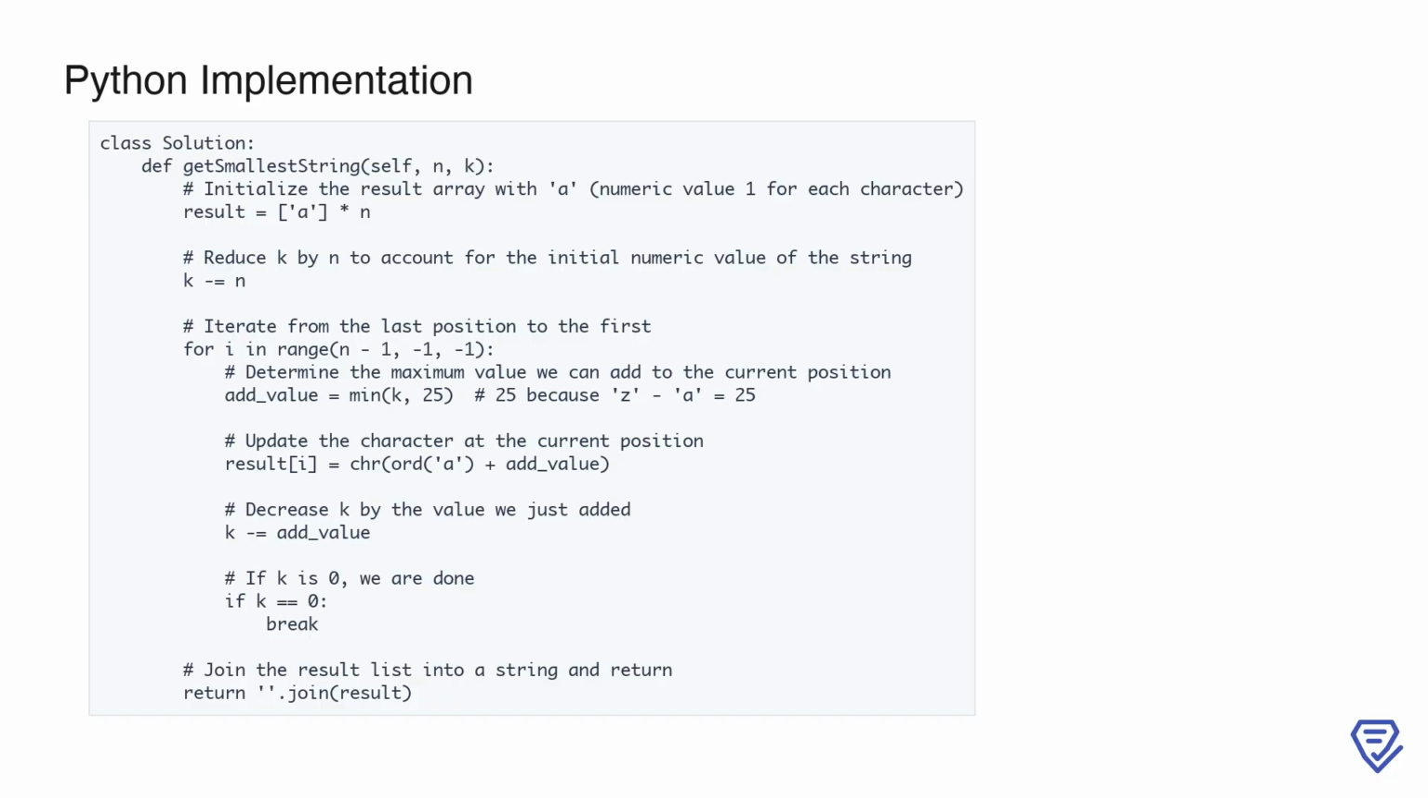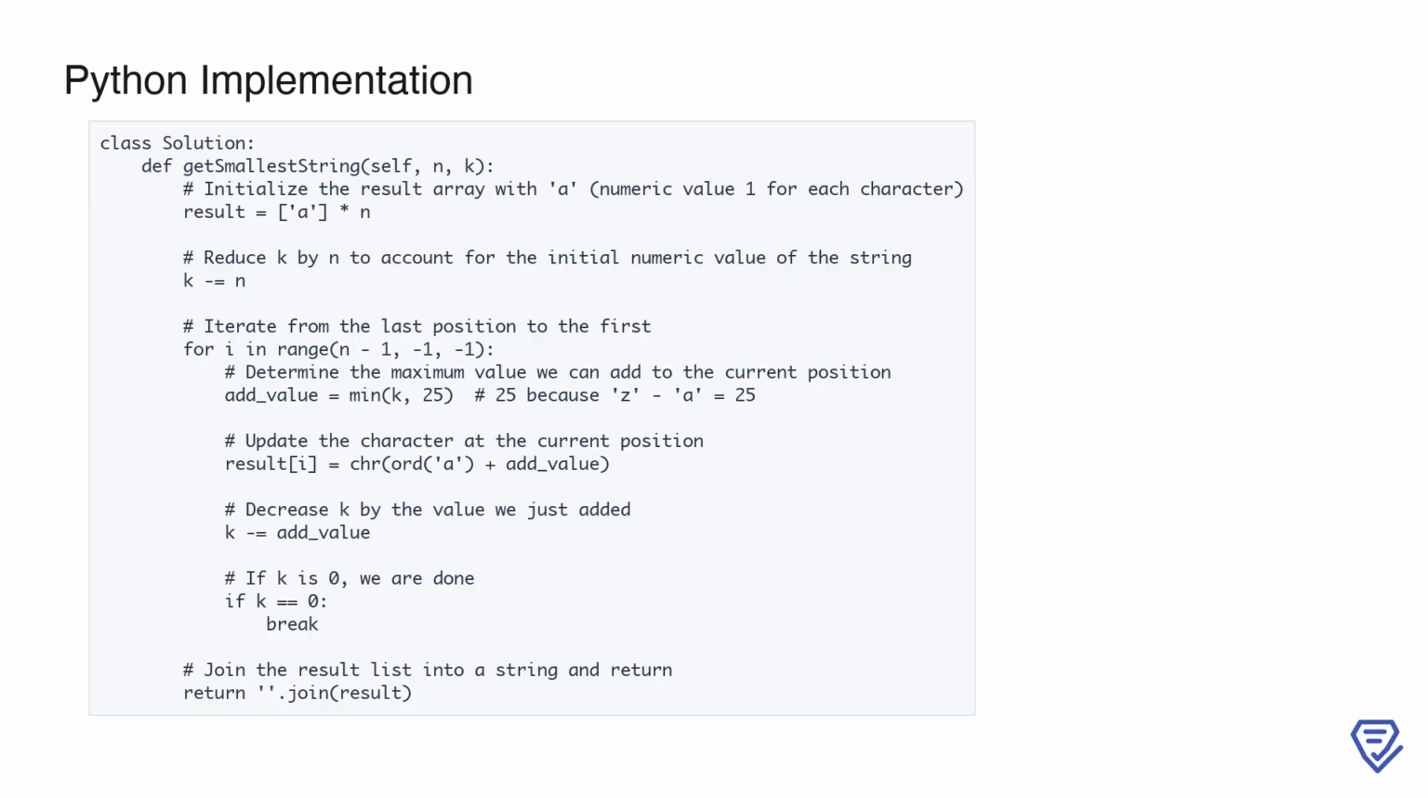2. Filling the string. To achieve the desired numeric value while maintaining lexicographical order, we iterate from the last position to the first in the result array. This ensures that we prioritize the largest contributions to the numeric value at later positions. 3. Updating characters. For each position, we calculate the maximum value we can add to the current character without exceeding the remaining k. The maximum value for any character is 25, corresponding to z minus a. Using chr and ord, we update the character at the current position to reflect this value.